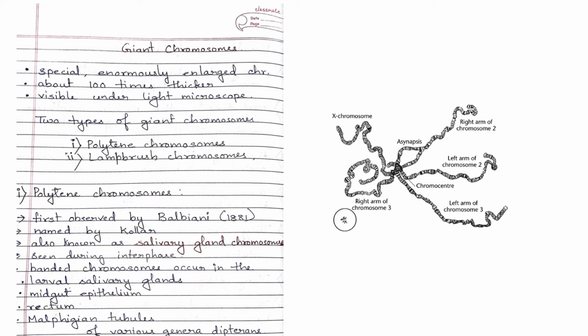So what are giant chromosomes? As the name suggests, giants are very large in size. These chromosomes are very large when compared to the normal chromosomes, especially enormously enlarged chromosomes. These are about 100 times thicker than the normal chromosomes, and these are of two types: Polyteen chromosomes and lampbrush chromosomes. The name giant chromosome was given by Winchester for these chromosomes.